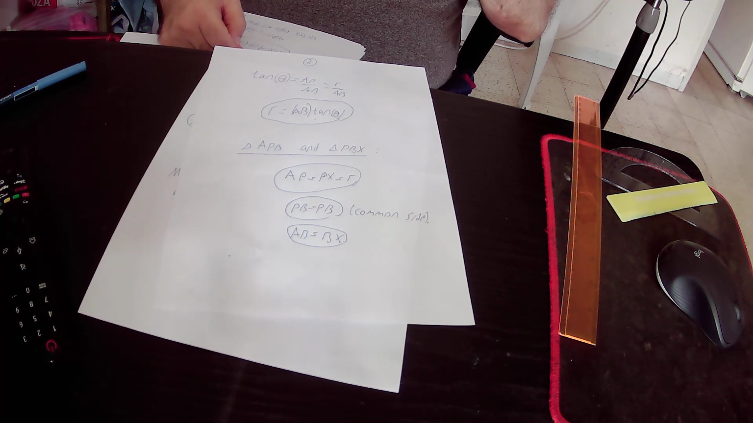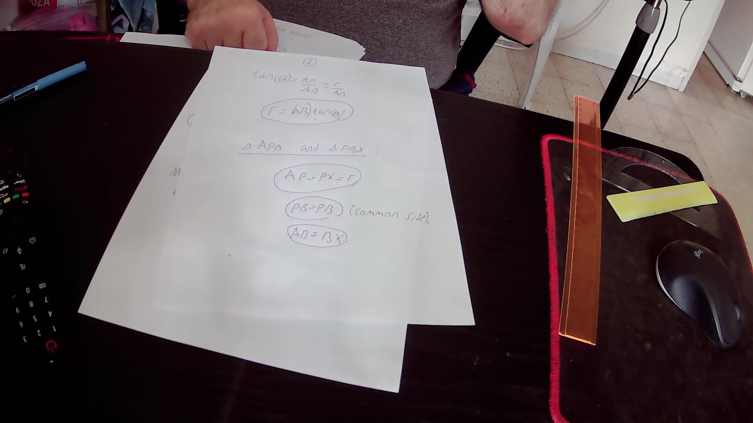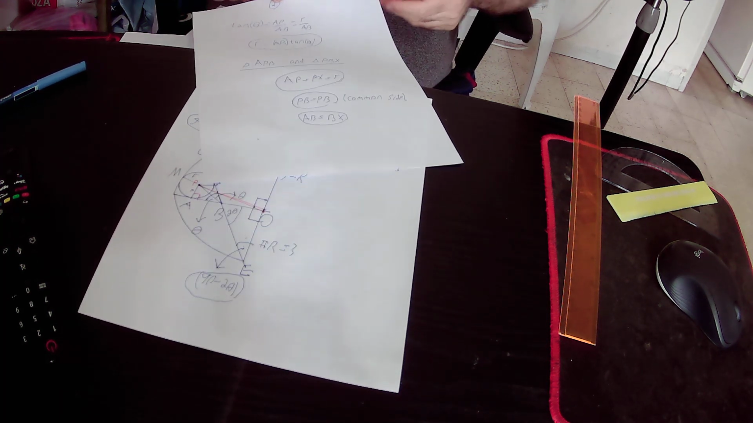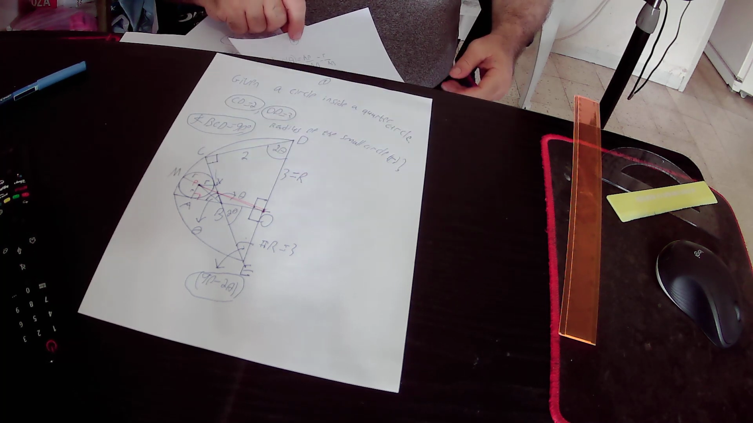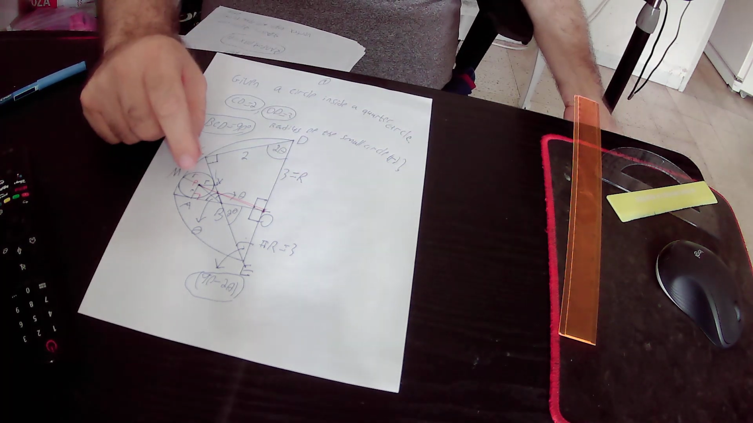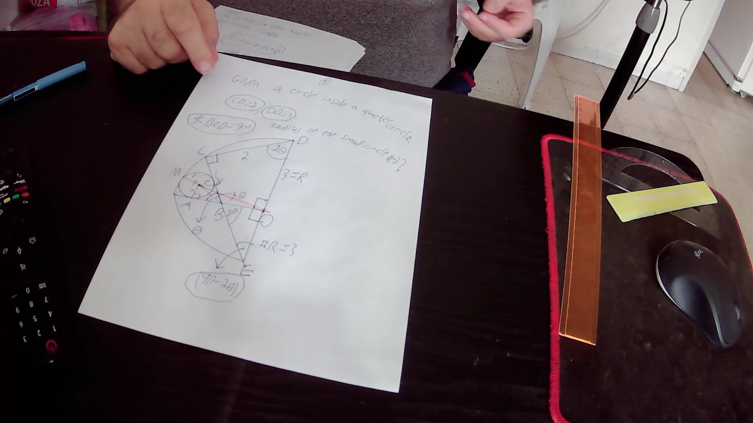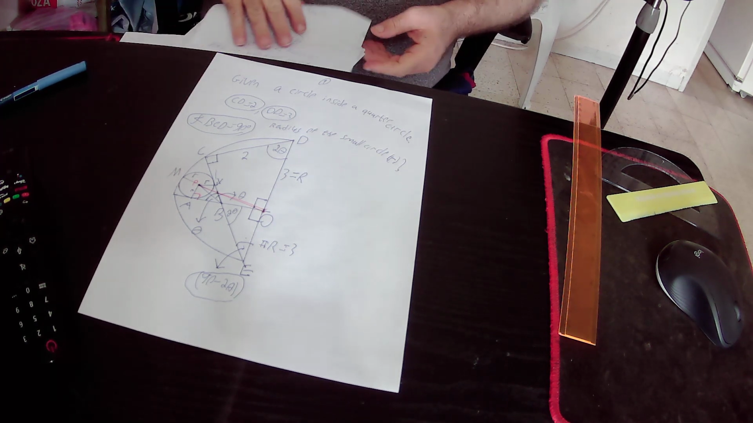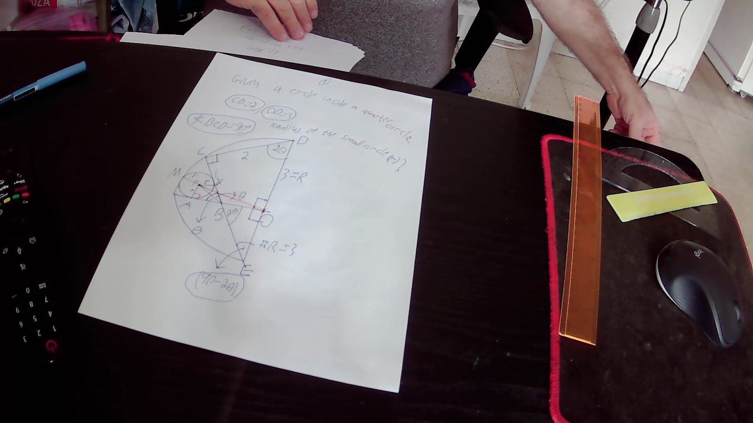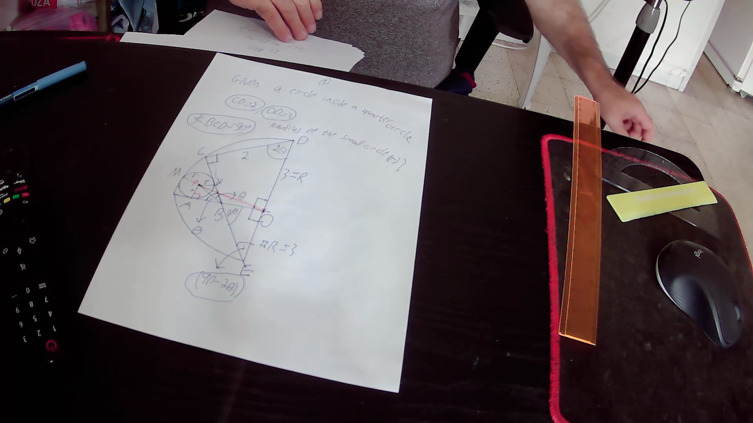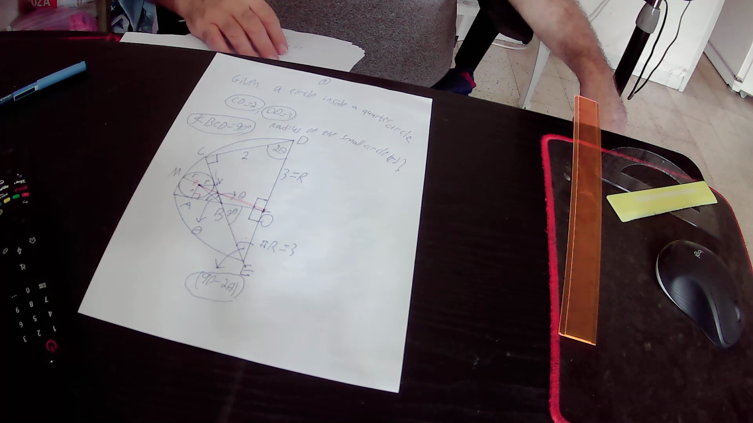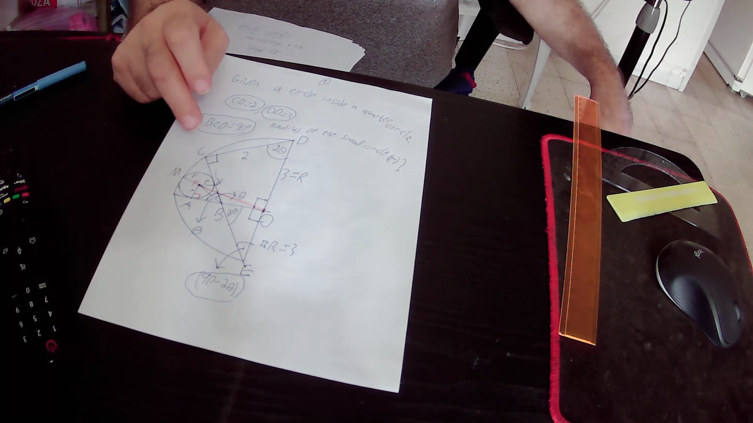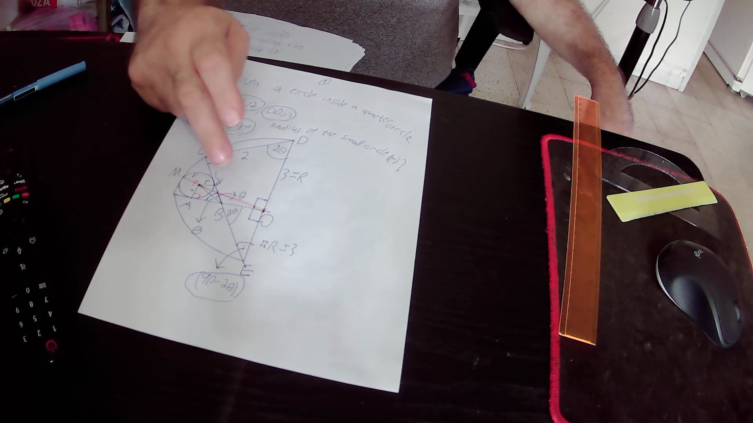Okay, then we actually proved that triangles APB and PBX are congruent to each other, and from the fact that those two triangles are congruent, we can derive that angle ABP equals angle PBX equals theta. So we can derive that this angle is also angle theta.